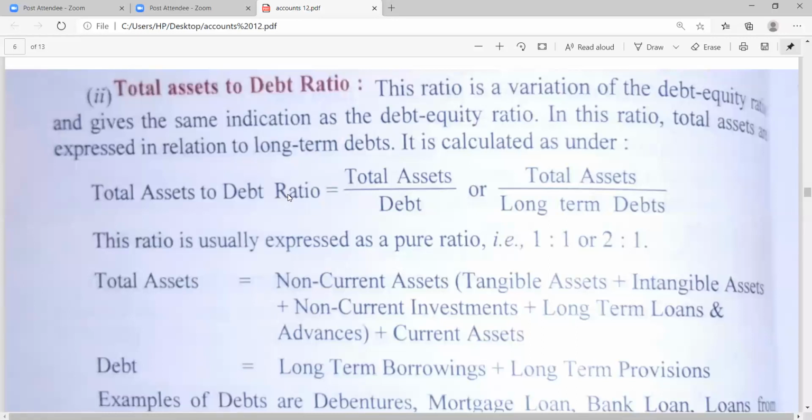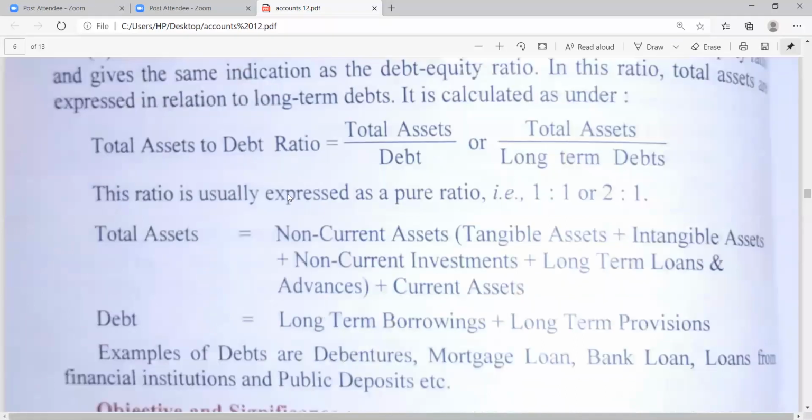How are the total assets to be calculated? All the assets combined, the sum total of all the assets, will be considered as the total assets. Here the total assets are all the non-current assets, whether tangible or intangible, it hardly matters. All the non-current investments, long-term loans and advances, plus all the current assets as well. If we add all types of assets, whether tangible or intangible, then we will get the total assets.